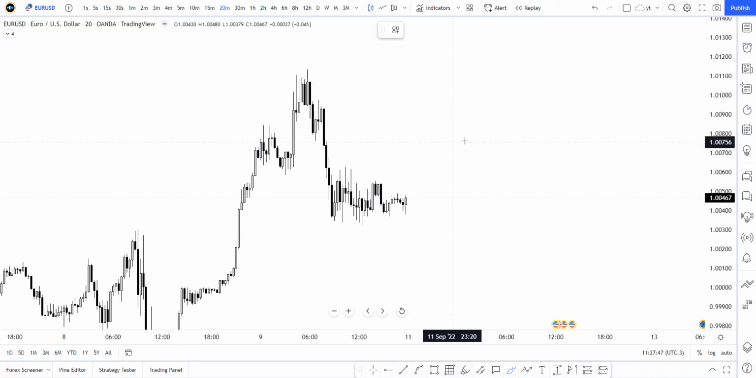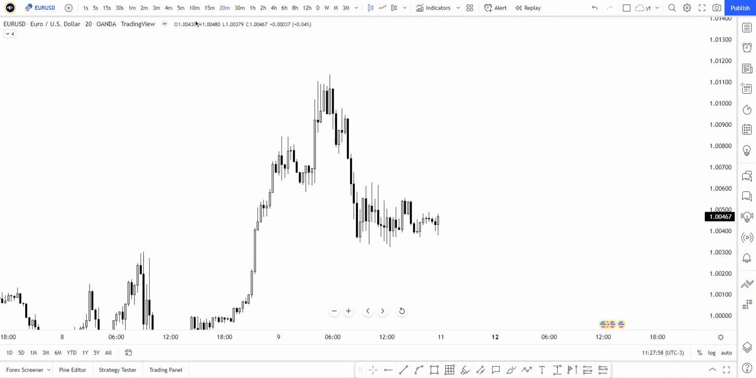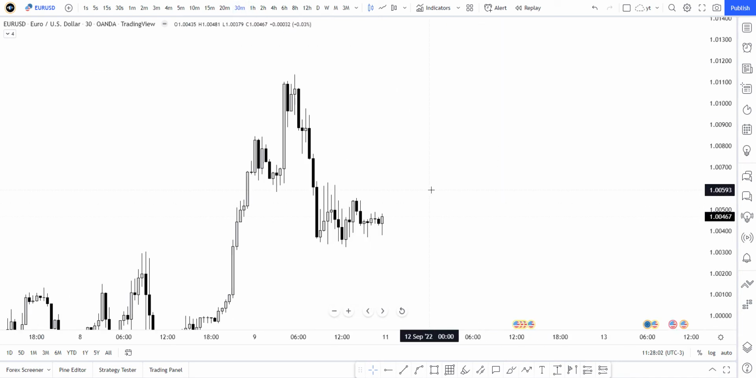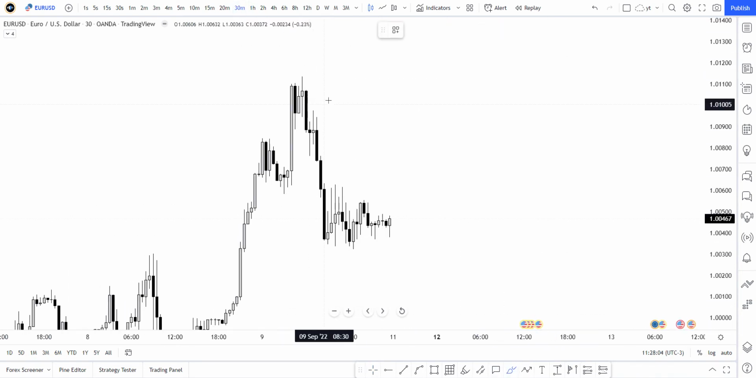First of all, imbalance occurs when the big institutions are buying or selling pretty hard, pretty big amounts, and a lot of orders are injected into the market. For example, let me go a little bit higher on the time frame, like the 30 minute. Yeah, I like the 30 minute. As you can see, at some point we came into this level at 0.01. At some point we came here, and then what happened?